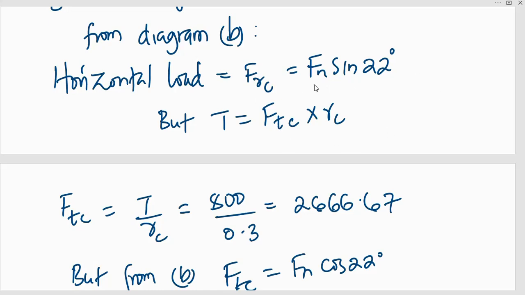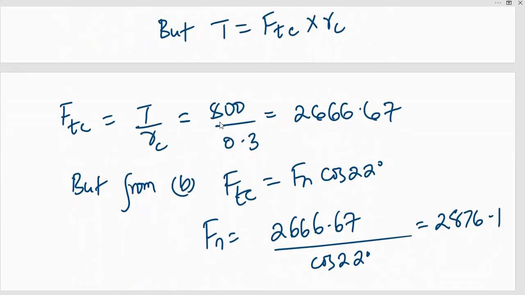We have also been provided that T, the torque transmitted by the gear, is a result of the tangential force times the perpendicular distance from the turning point. The turning point is at the center of the circle, and therefore from where this force acts to the center, it will be RC, which is the radius of that particular gear. Therefore, torque is equal to FTC times RC. We already know the torque and we know the radius. Therefore, FTC, the tangential component of the normal force at the gear meshing, is going to be 2666.67 newtons.